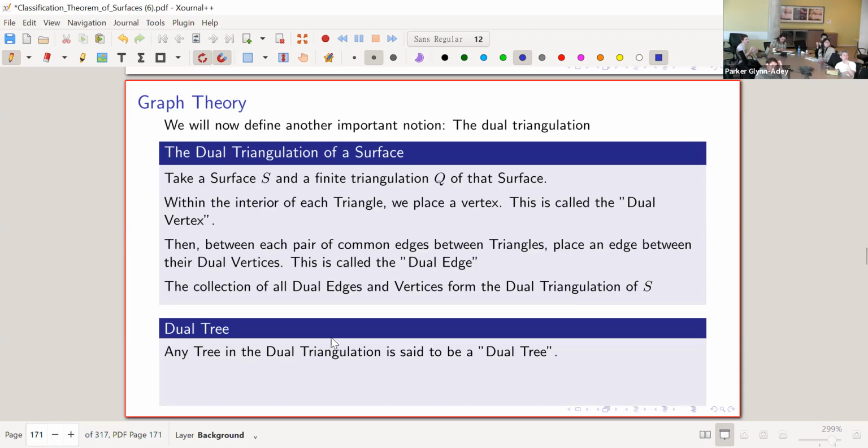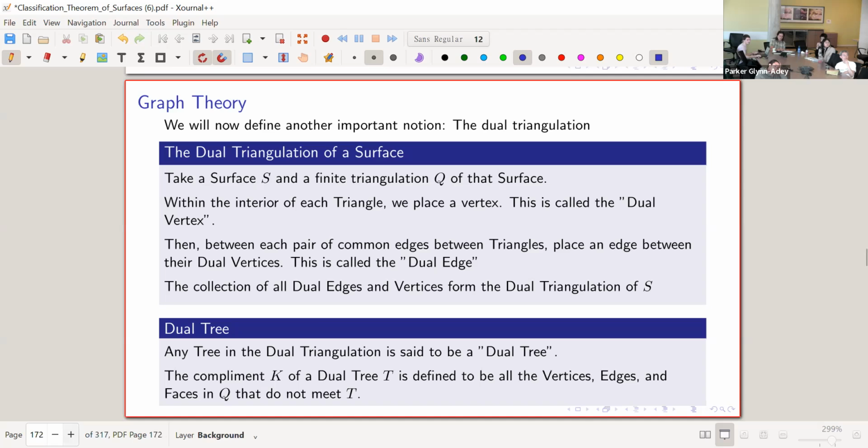And then we'll say any tree in the dual triangulation is said to be a dual tree, so a tree made up of edges and vertices from the dual triangulation. Then we'll also define the complement. The complement K of a dual tree T is basically all the vertices, edges, and faces in our triangulation Q that do not meet T. So our Q is our triangulation of our surface. It's basically all the parts of the triangulation that don't meet the tree.